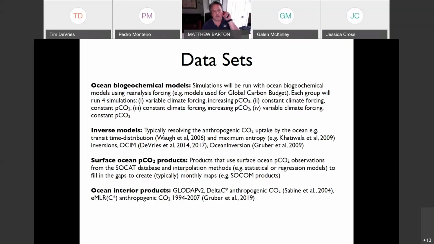Then we also have data from inverse models, which are typically going to be resolving the anthropogenic CO2 uptake by the ocean. There are various ones there, some of which I talked about in the previous talk, like the ocean circulation inverse model. Then we have the surface ocean PCO2 products, for example Peter Landschutz's product, or one of Christian Rodenbeck, or Luke Gregor, whom I misreferenced in the previous talk. These are from, for example, the SOCOM project. And then we also have the ocean interior products. So, bringing all these together to look at this ocean carbon sink. Next slide, please.